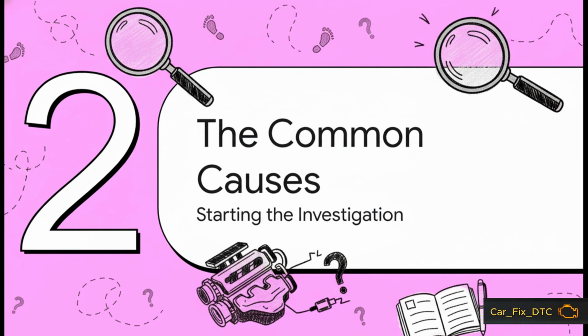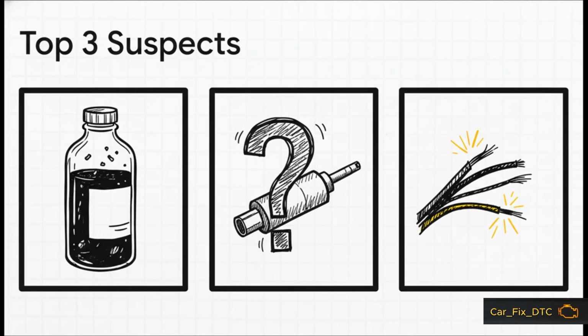Okay, so now that we know what the problem is, we can put on our detective hats and figure out why it's happening. And like any good investigation, we're going to start with the most obvious suspects first. We're going to zoom in on these three main culprits. Honestly, in the vast majority of cases, the answer to the P0715 mystery is hiding in one of these three places. So let's take a closer look at each one.